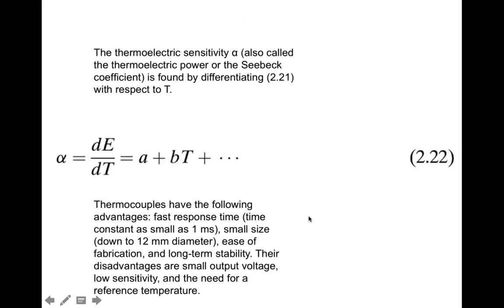So the thermoelectric sensitivity, alpha, is known as the thermoelectric power, or sometimes called the Seebeck coefficient. And you get that when you take the derivative of voltage with respect to temperature. And so alpha is A plus BT, and so on. So alpha itself can be a function of temperature. So clearly this is a nonlinear effect.